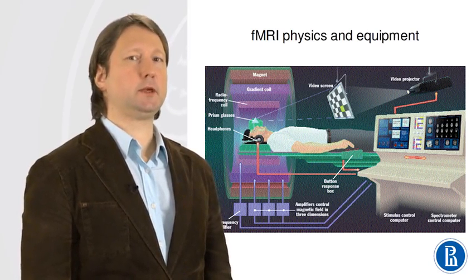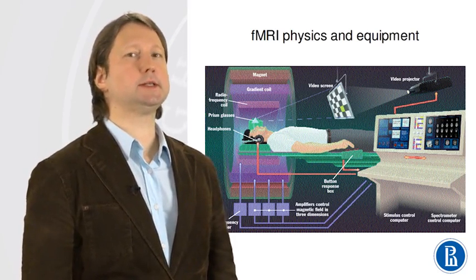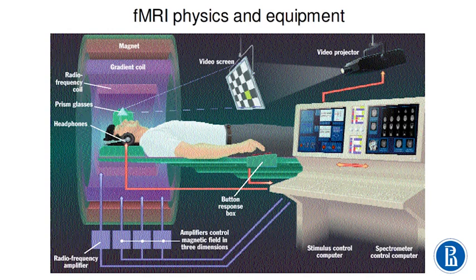Well, briefly speaking, when we put a subject inside of the magnet, his head will be surrounded by a few different coils. The first coil, a magnet, produces a very strong magnetic field. Why do we need the strong magnetic field? Because protons of the brain will be aligned in line with the strong magnetic field, and the field is extremely strong. If you put a metallic coin in front of the scanner, it will fly inside of the scanner.